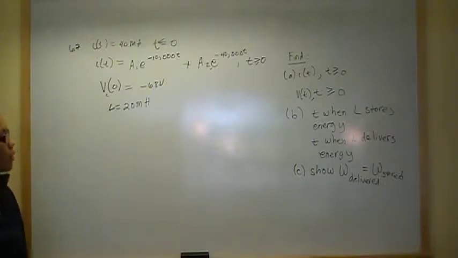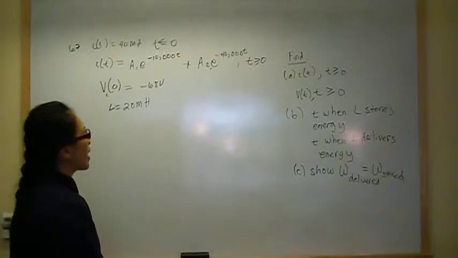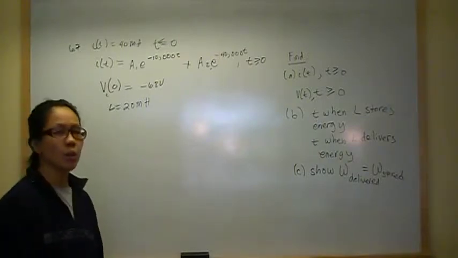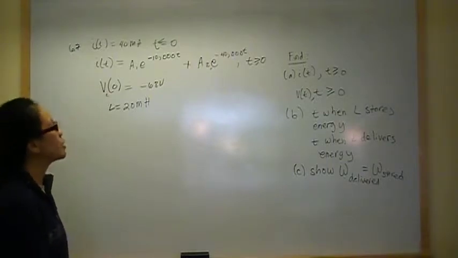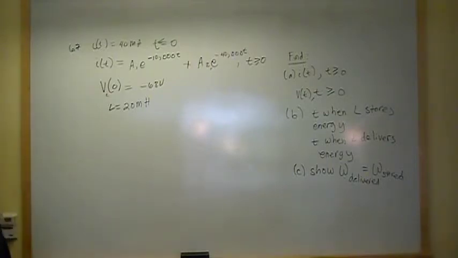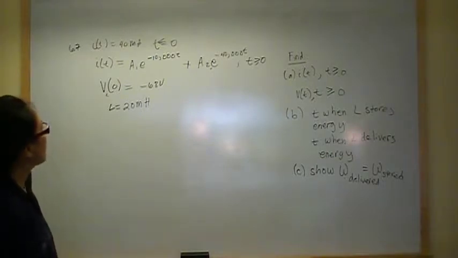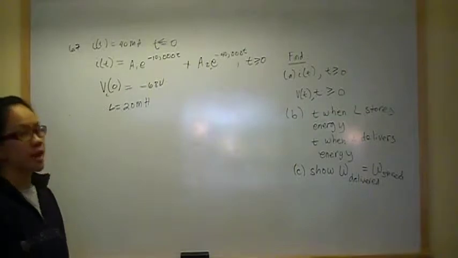The way you're going to do part A is we have A1 and A2, that's two unknowns, which means we need two equations. One strategy you can take is to set i at time 0 equal to 40 milliamps. The e's will go away and you'll have one equation for A1 and A2.